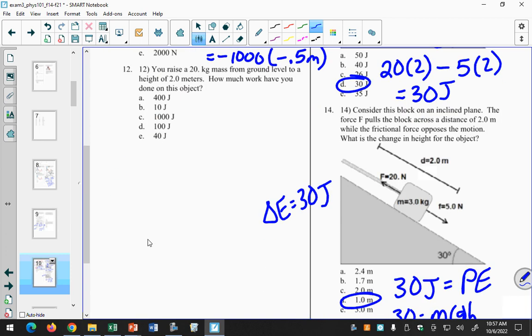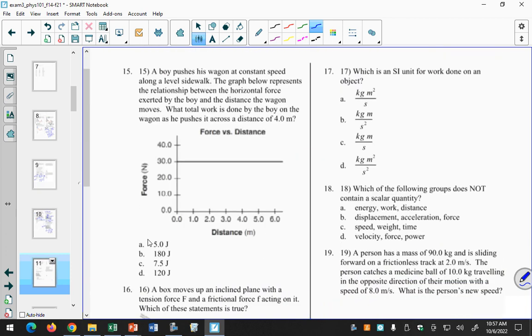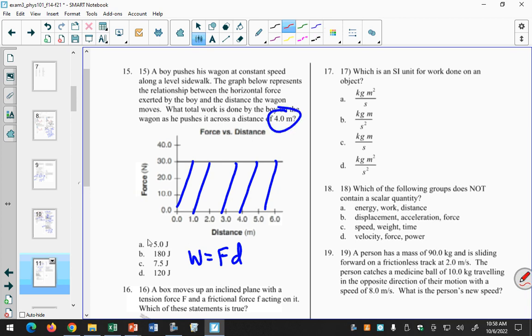Let's see what else we got. We haven't done graphs. I don't know that we'll do it, but because it's on the exam, it could be on your quiz. Work is equal to force times distance. So if I have a graph of force times distance, then the total amount of work would just be the area under that graph. So here I'm always pushing it across a distance of 4 meters. So that would actually be the area of this section. So that's 0 to 30. So 30 on the y-axis, 0 to 4. 30 times 4 is 120.